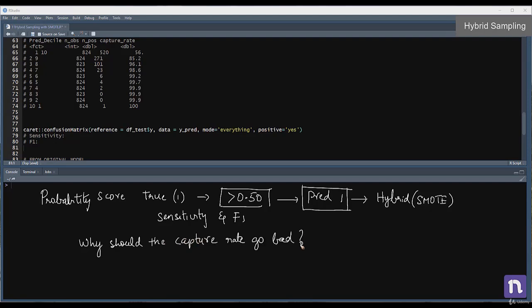It can go bad when concordance of positives, or ones, and zeros is not held. That is, the predicted score of zeros is greater than the predicted score of ones. If this happens, then the capture rates can suffer. So let's check the concordance for this model.